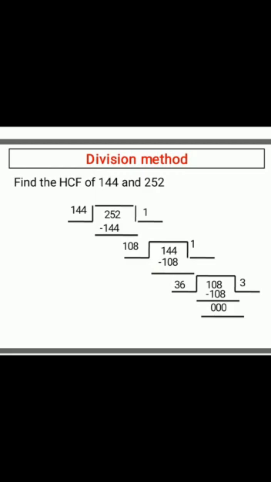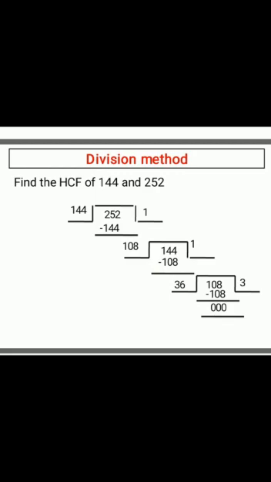Now here, first what you are going to do, you are going to divide the greater number by the smaller number. So which is the greater number? 252. And you are going to divide it by the smaller number, that is 144. So 144 ones are 144. After subtracting 144 from 252, you get 108.